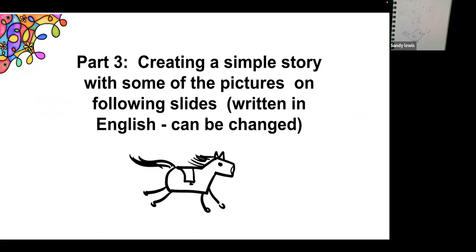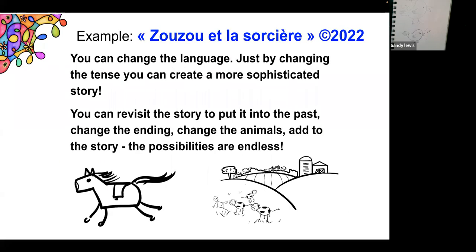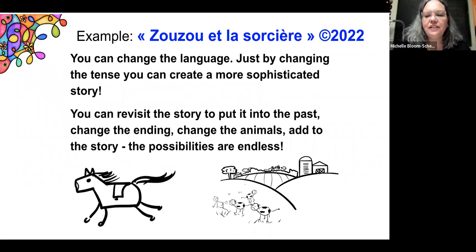And part 3 is now I've got a story. Okay. I just literally went to town with this. I said, let me just see what I can come up with. You can change the language. Yes. There's a question.